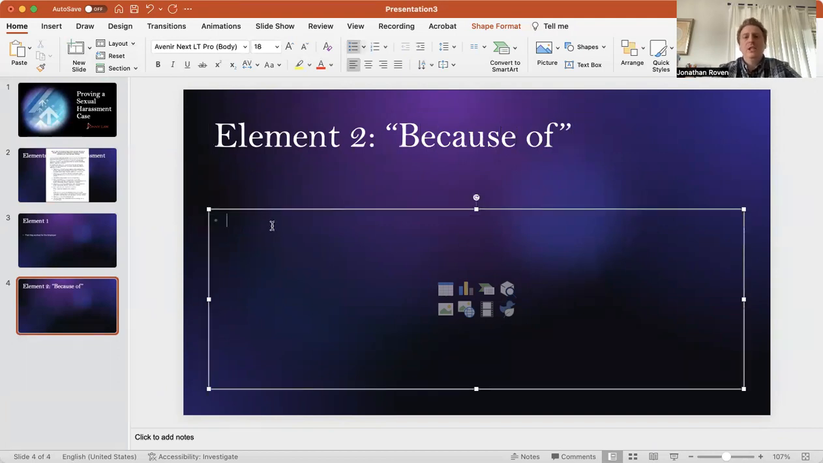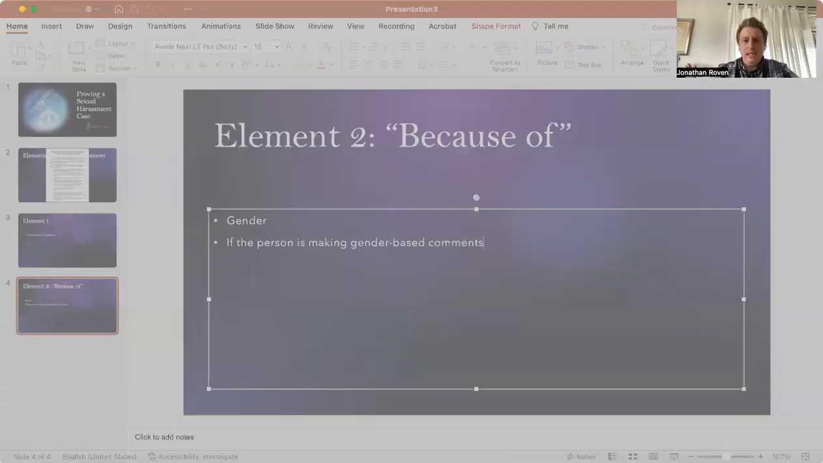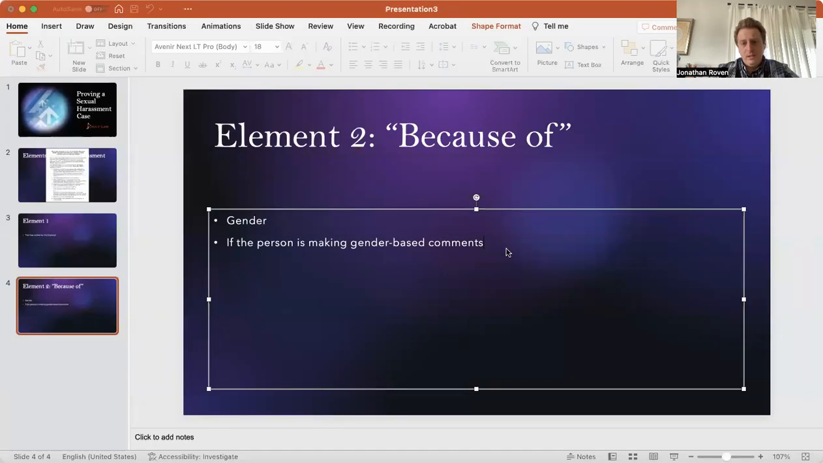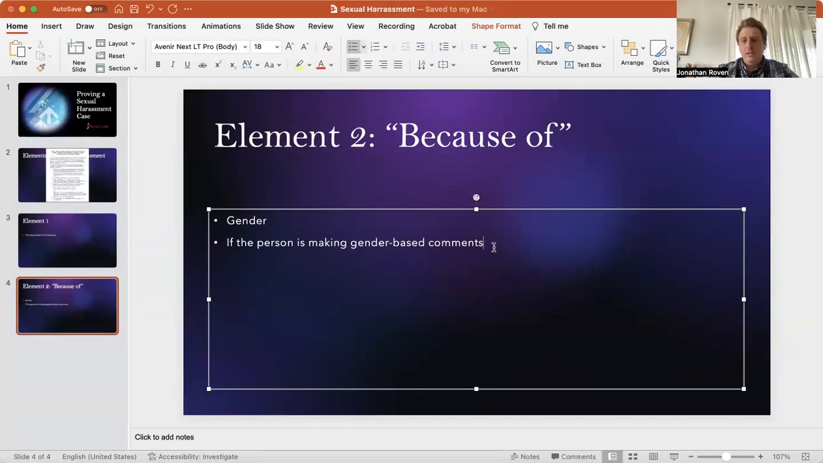What you'll need to show is that, generally speaking, sexual harassment is on the basis of gender. So how do you show that it's on the basis of gender? If the person is making gender-based comments, for example, they are focusing on a woman's body parts or a man's body parts.